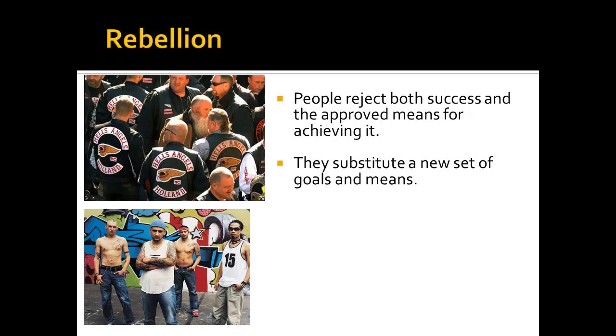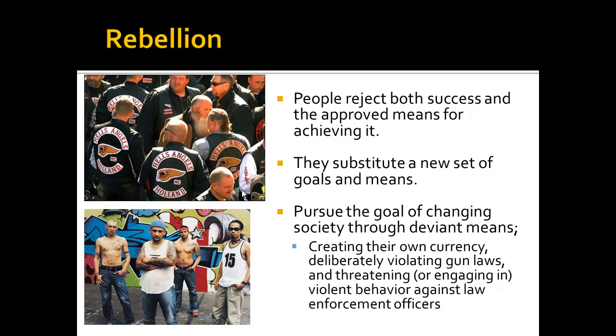They substitute violent means. And if you think about it, our society does not really say that violent means are okay for doing a whole lot of things. Really good examples of this are street gangs. Street gangs, a lot of times, deliberately violate the law. They threaten the cops. Sometimes they get violent with the cops. They might even create their own currency. So again, they've totally rejected what society has come up with, and they've substituted their own ideas of what they should be. These people are considered to be true rebels.